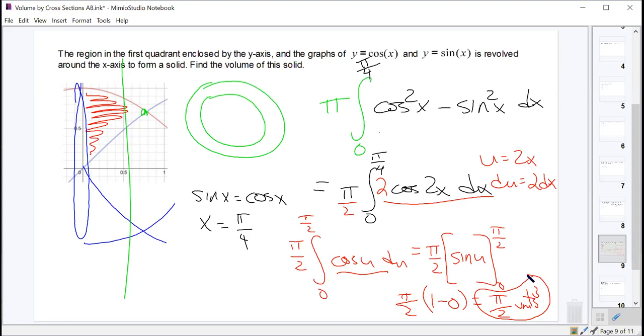Okay, so Ryan, to answer your question, why do we square them? Well, because remember, we're looking for the area of the outer circle. That's pi r squared, capital R squared. And then the area of the inner circle is pi, its radius squared. And so the radii are the height of the function and the height of the other function, which are cosine. Good?